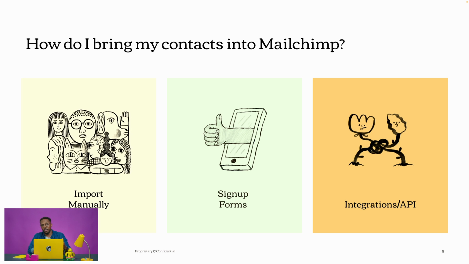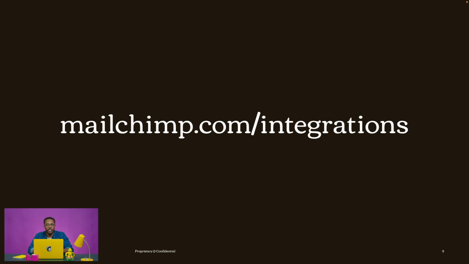All right, and the last way to bring contacts into your audience is through a third-party integration or through the Mailchimp API. You may already have a sign-up form that you use on your website that wasn't built in Mailchimp, but you can connect that sign-up form to Mailchimp through our available integrations so that those contacts are automatically added into your audience. To find the right integration, just head over to mailchimp.com/integrations. In that directory, you can search for specific integrations or filter by type.